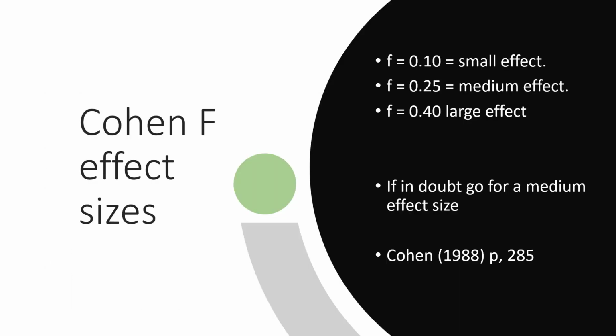Okay, so the key effect size I will be using throughout is Cohen's f. Cohen's f is a measure of the differences in effect size, and the key values to bear in mind are that 0.1 is a small effect, 0.25 is a medium effect, and 0.4 is a large effect. Cohen said in 1988, in his book on page 285, that if in doubt, go for medium effect size.